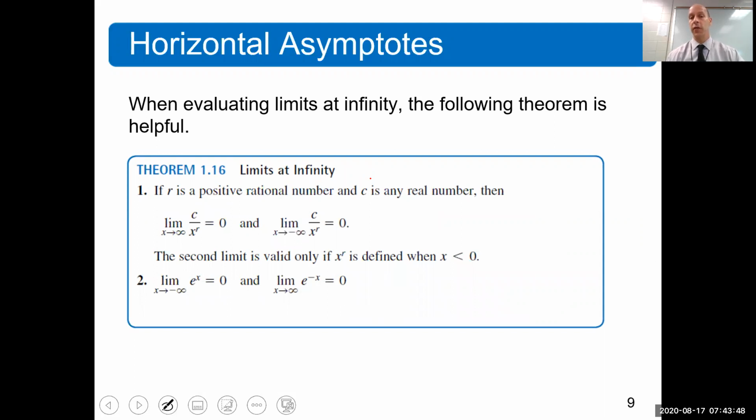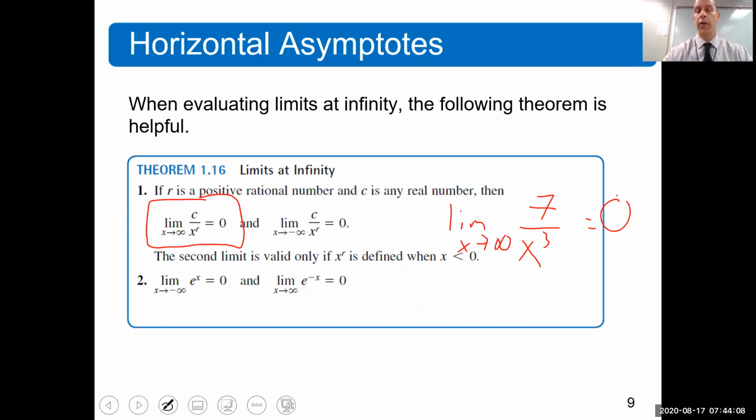So I'm just going to look at the first one, and actually, I probably should look at both of these. Let's look at this example right here. So let's say you have the limit of c over x to the r. C could be a constant. So let's just say 7 over x to the third. What's the limit of that as x goes to infinity?